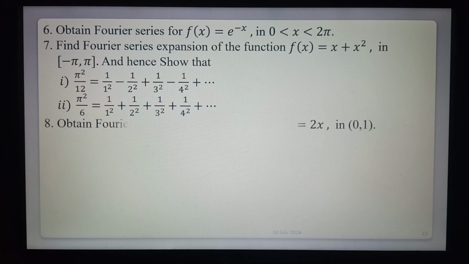So next, obtain Fourier sine series of the function f of x is equal to x in the interval 0, 1. Only the sine series you have to find, in the interval 0, L, where L is equal to 1.